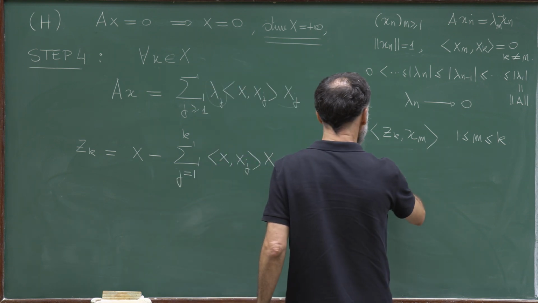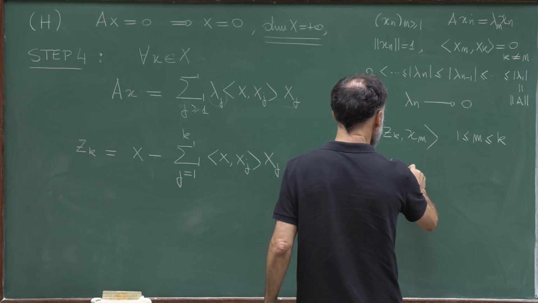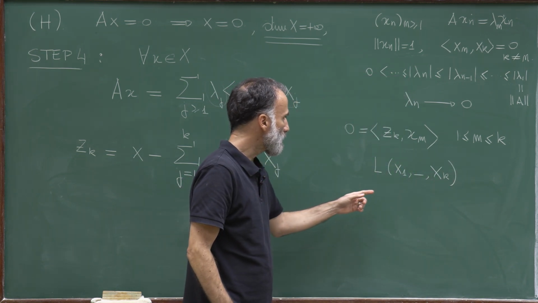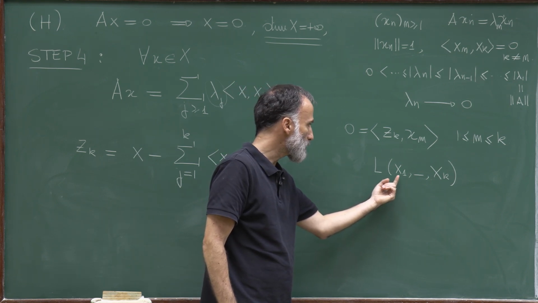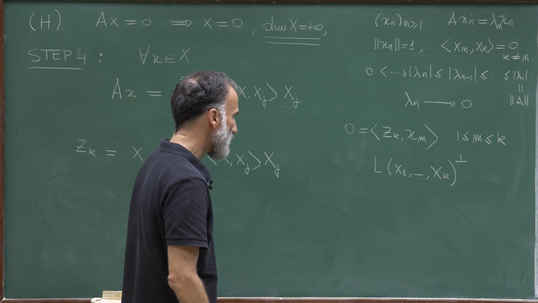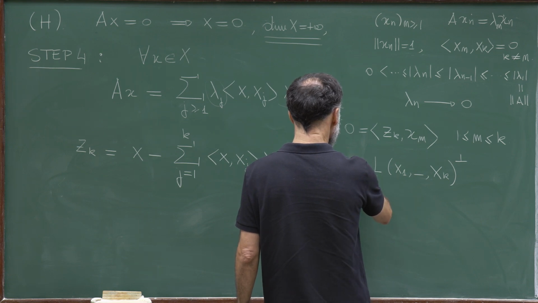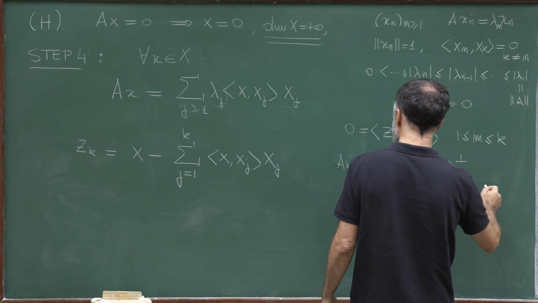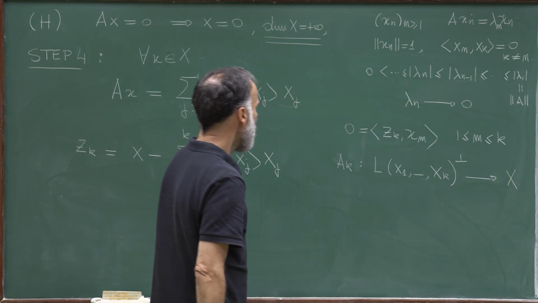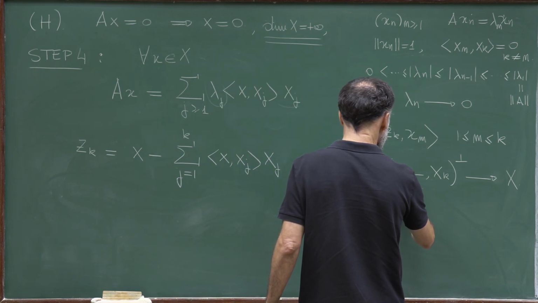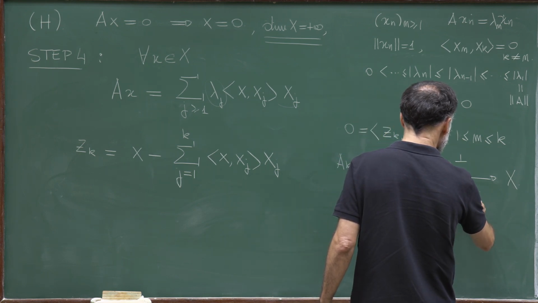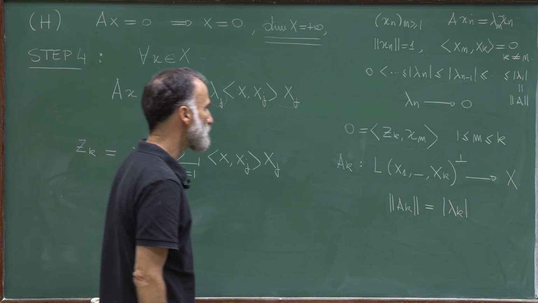Now remember, I have the linear space generated by x1 up to xk. Remember, in step 2, we introduced that space, the linear space generated by x1 to xk. And we have the orthogonal to that space. And we defined Ak in this space. So Ak goes from this space to itself. And the norm of Ak is equal to the absolute value of lambda k. Right? So this is by our construction.